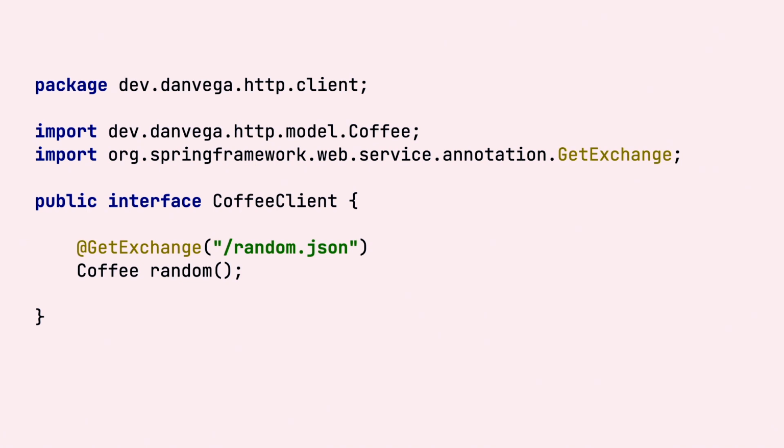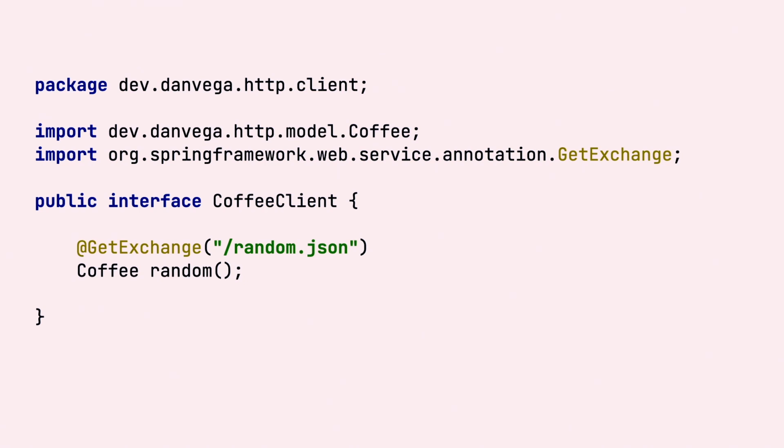This is the return type, which is coffee. This is going to determine whether this is synchronous or asynchronous. Right now, this is just going to be a blocking operation, but if you had like a Mono of coffee, this will be an asynchronous operation. So based on the return type, it'll either block or not block underneath the hood.